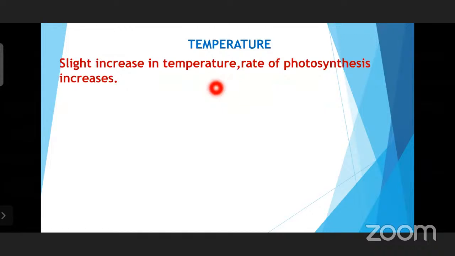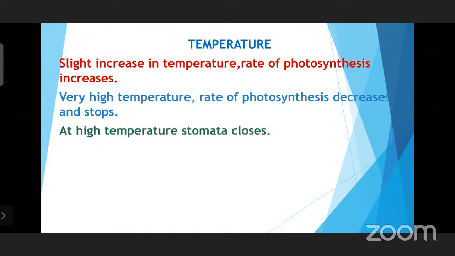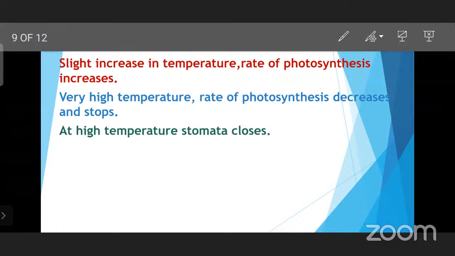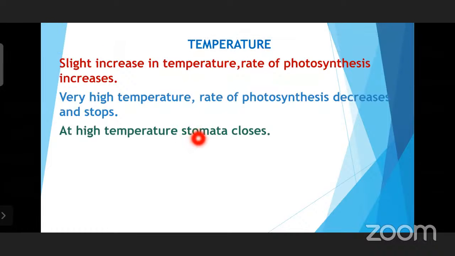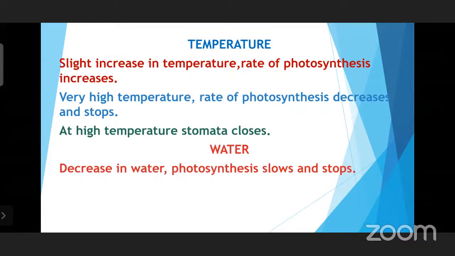Temperature: with a slight increase in temperature, the rate of photosynthesis will increase. With very high temperature, the rate of photosynthesis decreases and stops. As you know, temperature increase means transpiration will also increase, and water loss by the plant body also increases. And you know, stomata will be closed by abscisic acid control. Abscisic acid will make the stomata close to prevent transpiration, water loss. And if stomata are closed, definitely photosynthesis will stop. So here, with a decrease in water, photosynthesis slows and stops, and stomata close.